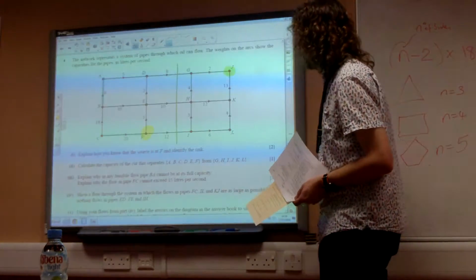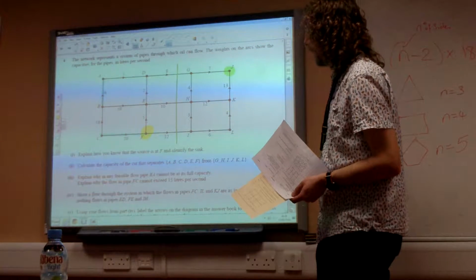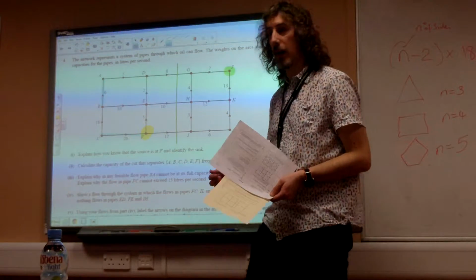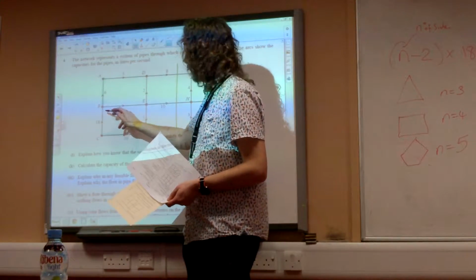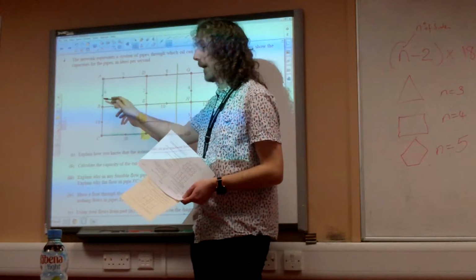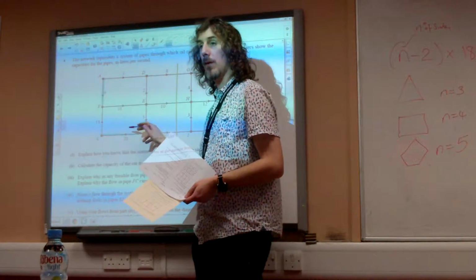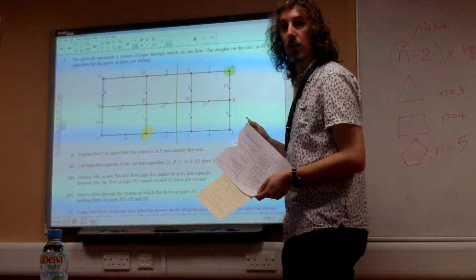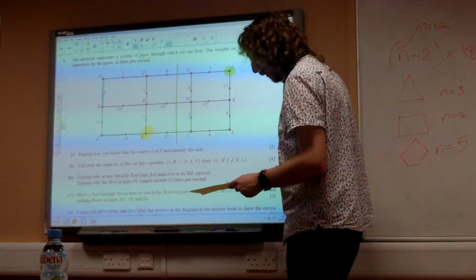What about FC? Explain why flow in pipe FC cannot exceed 15 litres per second. Well, that's a bit more complicated now, isn't it? Because now what we're saying is that the true capacity of BA is 5. So there's at most 15 flowing out of B. So at most 15 can flow into B. The only way into B is from CB. The only way into CB is from FC. So that path there has to be at most 15. Otherwise, we wouldn't have anywhere for it to go when it got to B. Does that make sense? So how can we put that down?